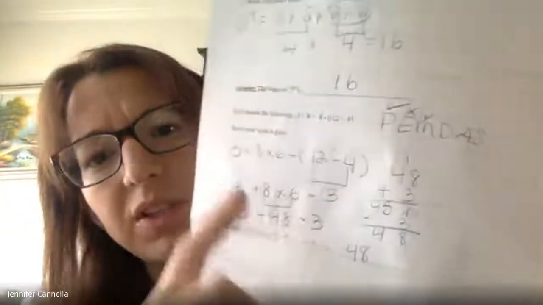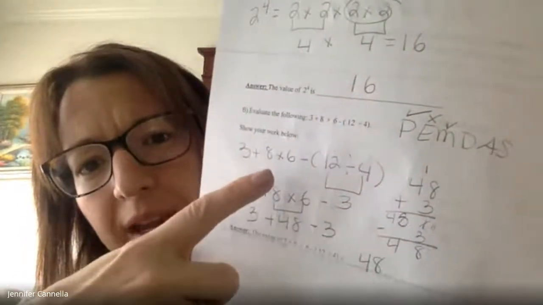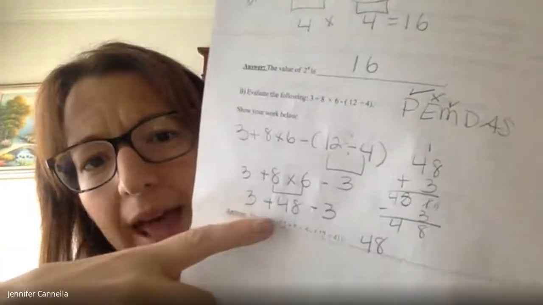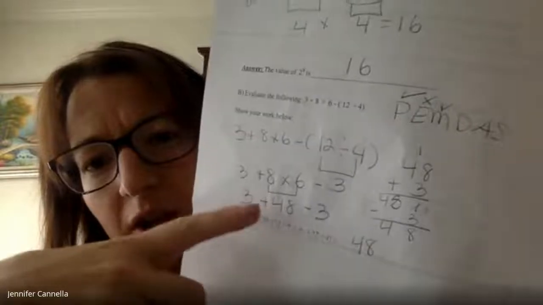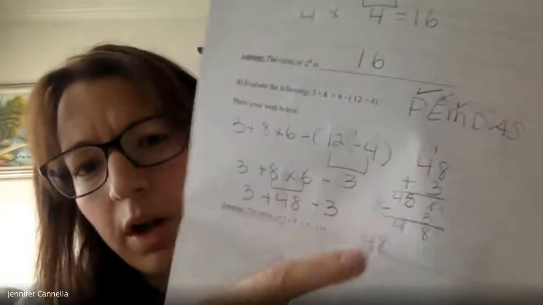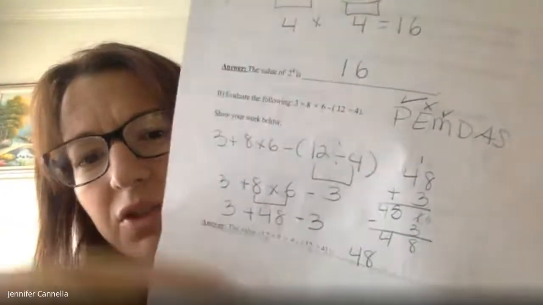All right. So she said 12 divided by 4 was 3 according to PEMDAS. Then you have to multiply 8 times 6, which is 48, and then you add, because PEMDAS says you have to follow in order from left to right. Addition, subtraction, whatever comes first, left to right. 3 plus 48 is 51. 51 minus 3 is 48. It's a very short problem to write. The answer is 48.